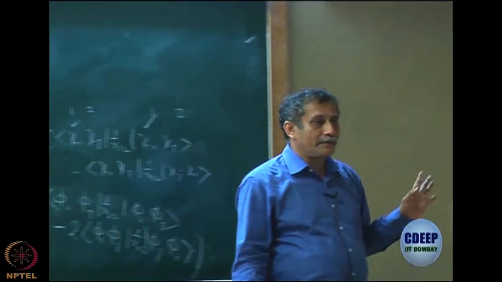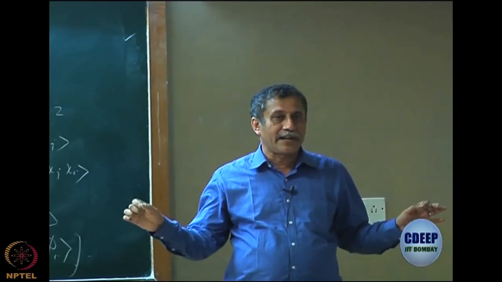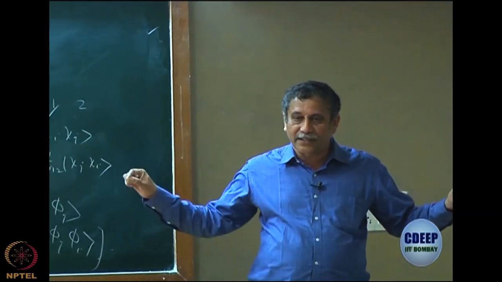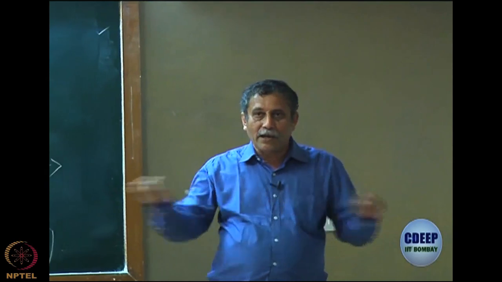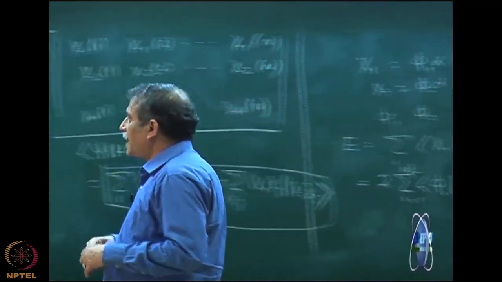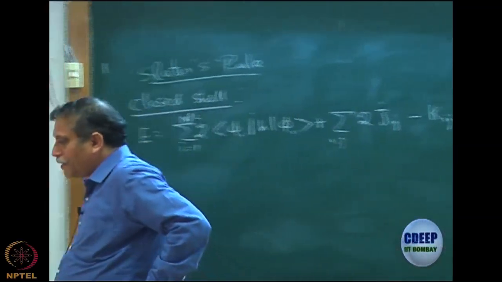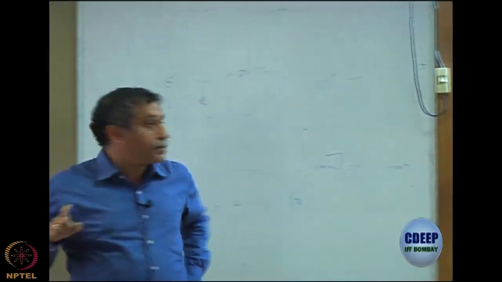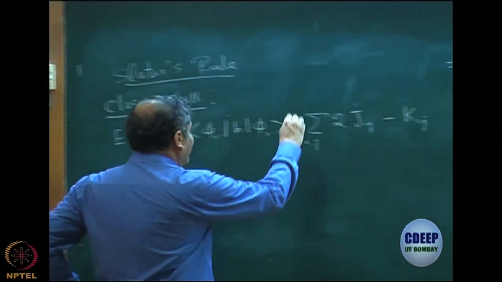I hope all of you are understanding. It's just a simple way to write. If I write K_ij, you should be able to write the integral. If I write K_12, you should be able to write the integral. So that becomes a very simple form for a closed shell in terms of spatial orbitals. Of course, this is n by 2.